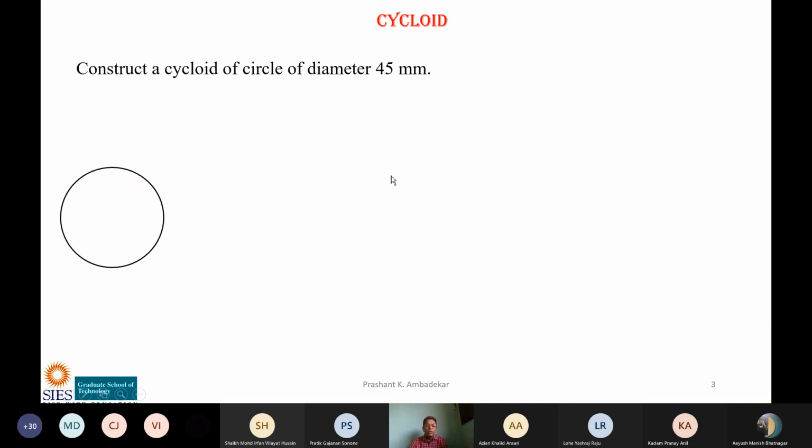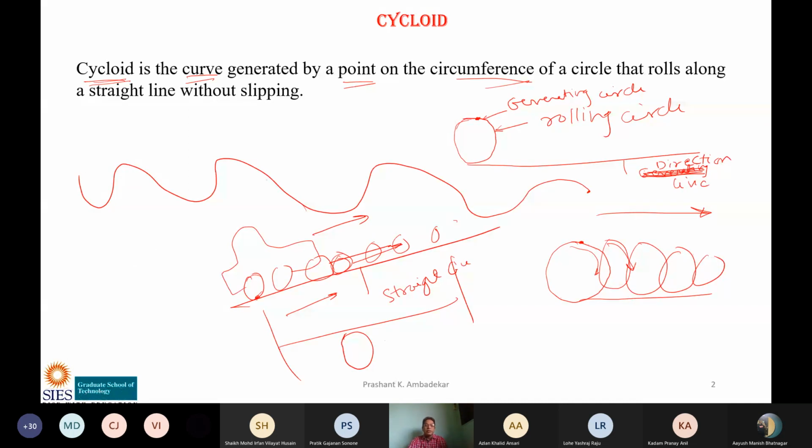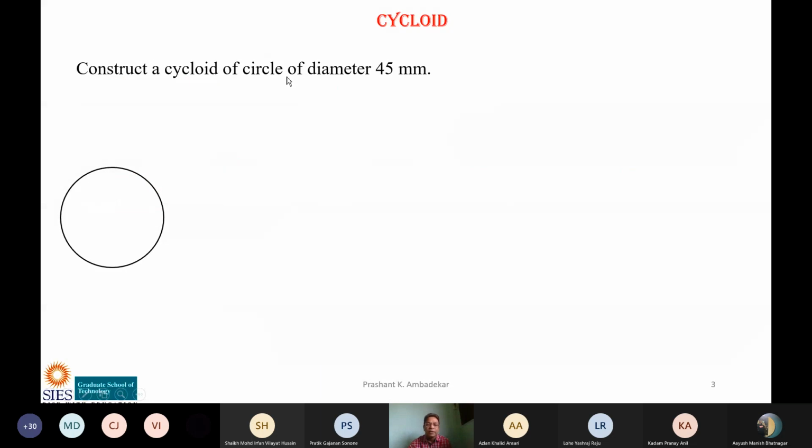Now how will you construct a cycloid? So the question is to construct a cycloid of a circle of diameter 45 mm. So we have a circle and the diameter of the circle is 45 mm, and we have to construct a cycloid of the circle. What is a cycloid? It is a curve. So there has to be a point. Suppose the point is here at this point. So as the circle rolls, how will the point move?